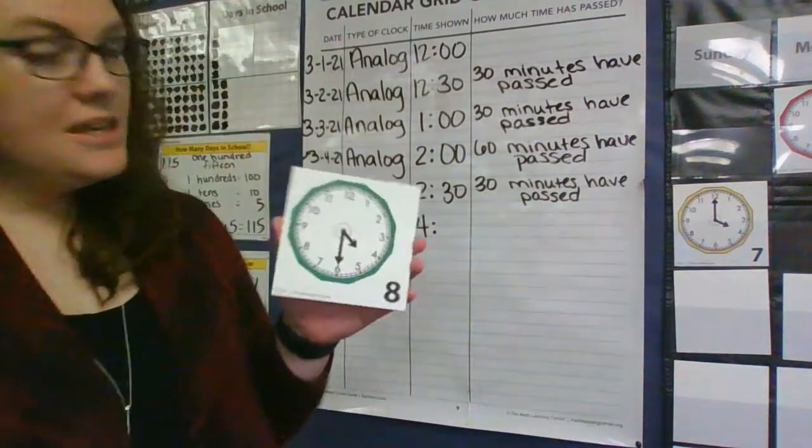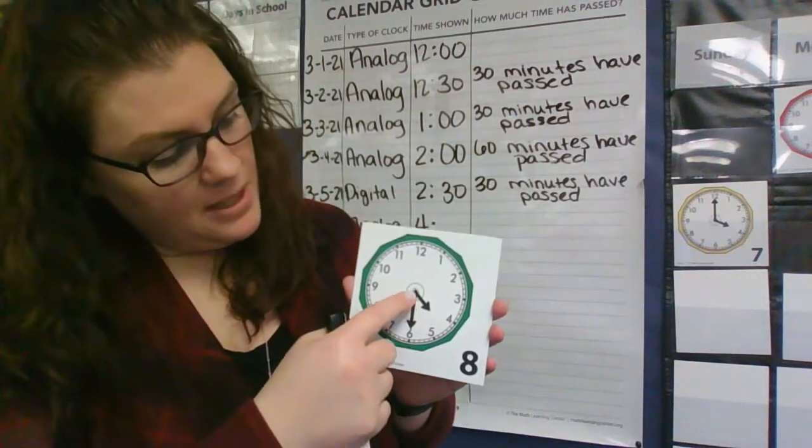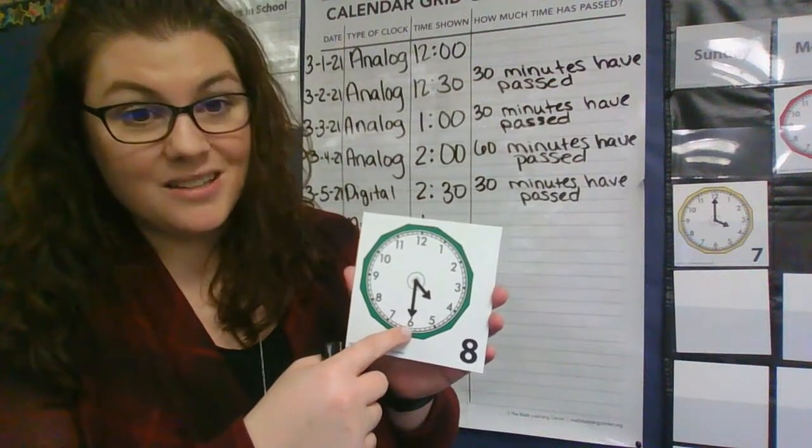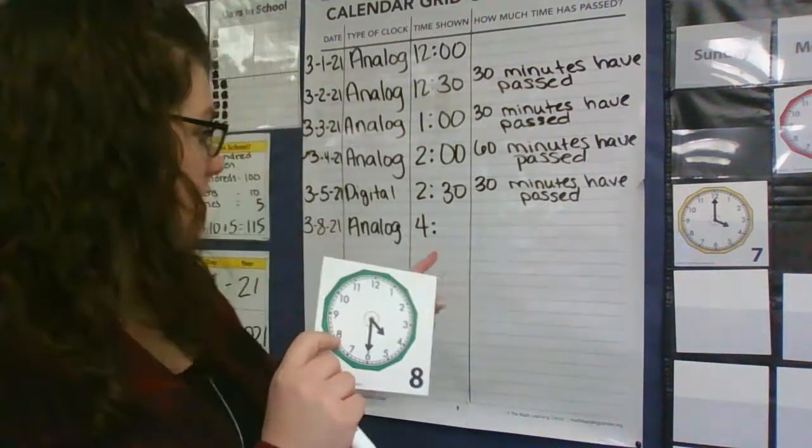Okay. Now let's talk about the minute hand. Our minute hand is pointing down to the 6. Does that mean that our minutes are 6?